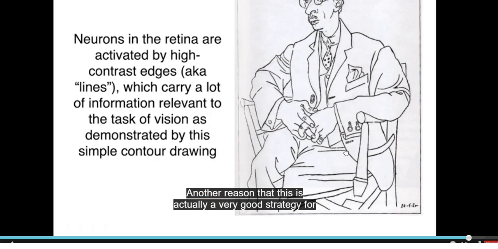Another reason that this is actually a very good strategy for the visual system to employ is because high contrast edges, which is another way of saying lines, carry a lot of information relevant to the task of vision, as demonstrated by the simple contour drawing, where even though there's no shading or color or anything of that sort, you're able to very clearly discern that this is a picture, a cartoonish picture, but a picture of a person sitting in a chair. And the reason you're able to tell that is because lines separating different regions of the scene carry a lot of information about what is contained in that scene. So by reporting edges, the visual system is throwing away a lot of information that we don't need to understand the world and reporting information that is very useful in understanding the world.